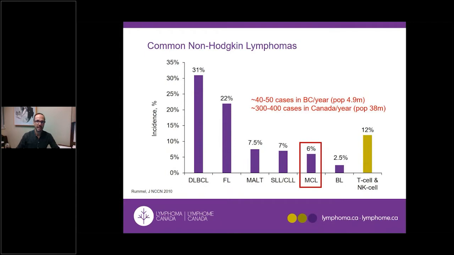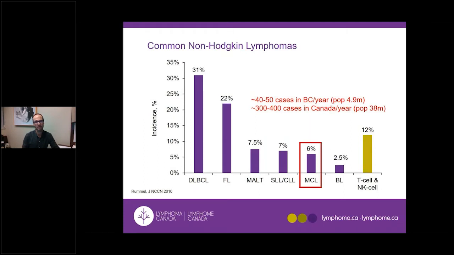If you look at the slide here, I'm showing you the distribution of the most common non-Hodgkin's lymphoma in North America. You can see mantle cell lymphoma is about 6% of non-Hodgkin's lymphoma, so similar to CLL, which I think surprises a lot of people.